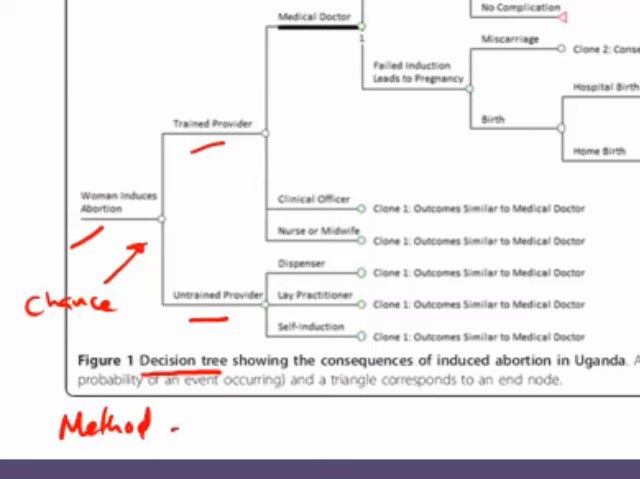So because we don't have a decision, it's not like a cost effectiveness analysis. And this points to the difference between cost of illness and the other economic evaluation methods. In other economic evaluation methods, you're trying to compare two or more interventions with regard to their costs and consequences, but here you're trying to describe the burden of a disease. So once it was a trained provider, maybe it would be a doctor, a clinical officer, or a nurse, or a dispenser, a lay practitioner, or it would be self-induction.